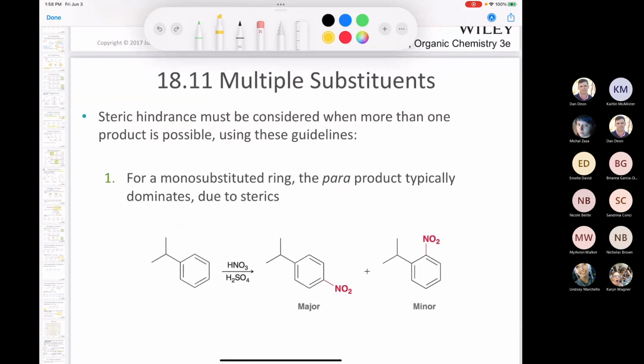Now, a couple rules that we have to go over when we're talking about multiple substituents. You ready? How many rules are there? I always forget. Sometimes I can't remember. There's 3 rules that we have to talk about.